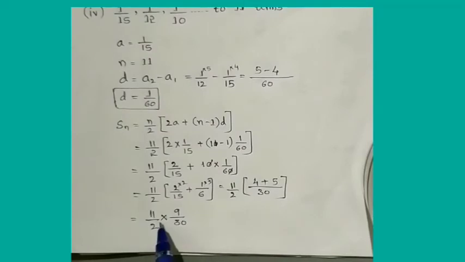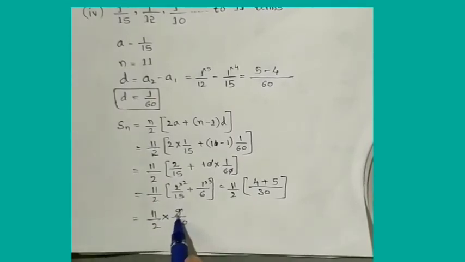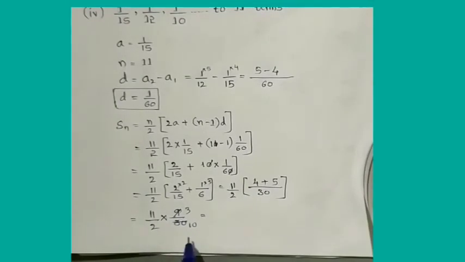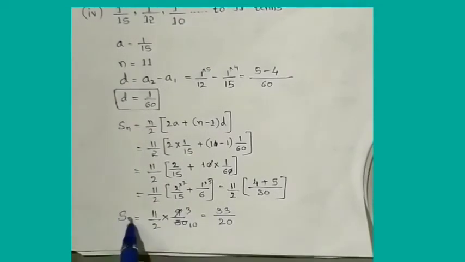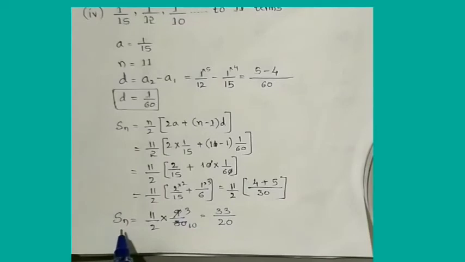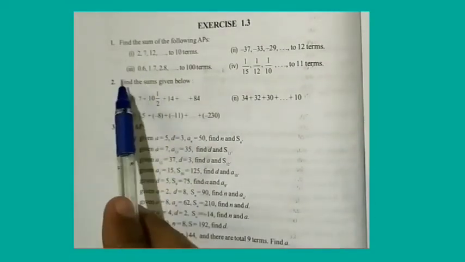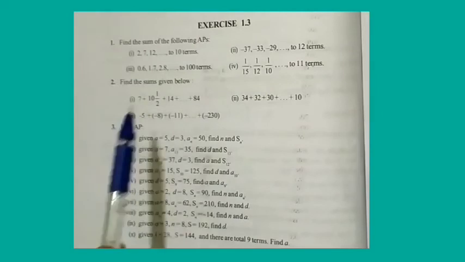Okay, so it is now in multiplication. So you can first simplify this fraction: 3 3s are 9, 3 10s are 30. No more calculation, no more cancellations now. So directly multiply: 11 3s are 33, 2 10s are 20. So our Sn, that means S11, the sum of the first 11 terms, will be 33 by 20. The first and third, do them for your practice and cross-check the answers.